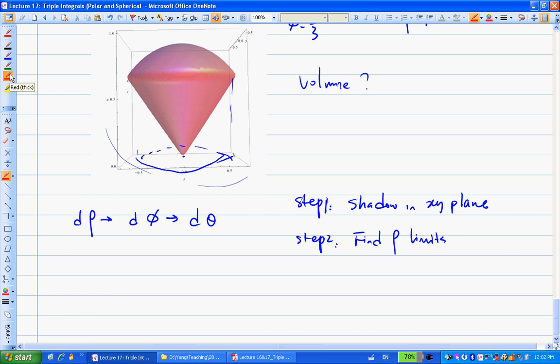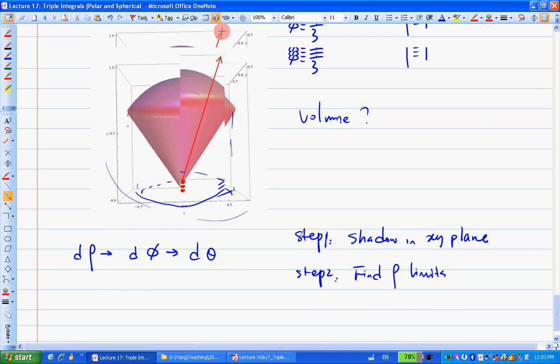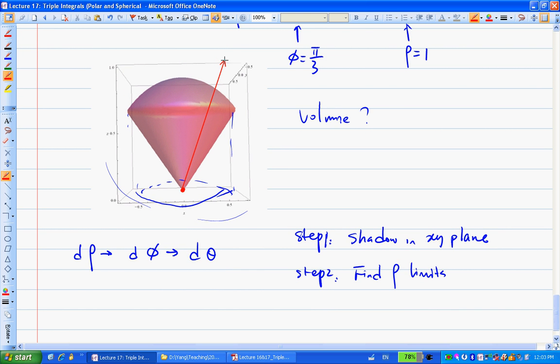So here's what I'm going to do. To find the row limits, here's the origin. Starting from the origin, you draw a reading line across the whole region. So right out here, across this whole region. Basically, this line is inside that region.